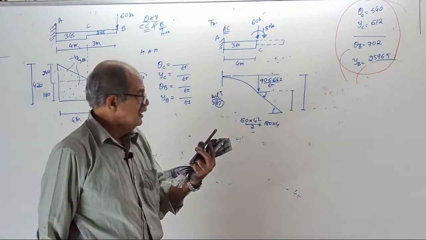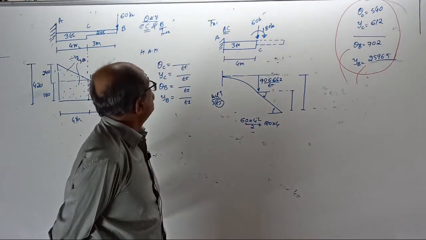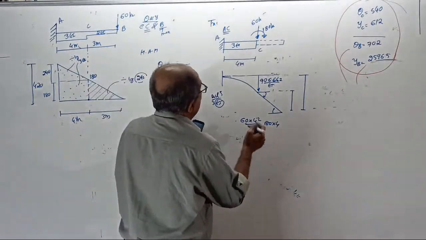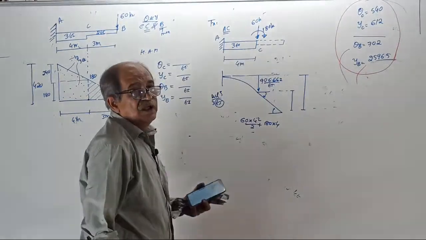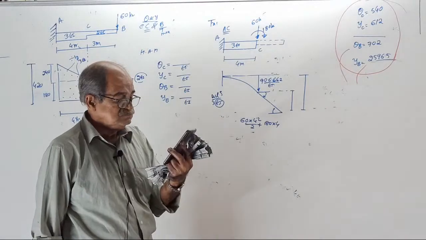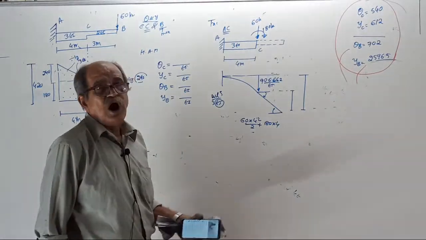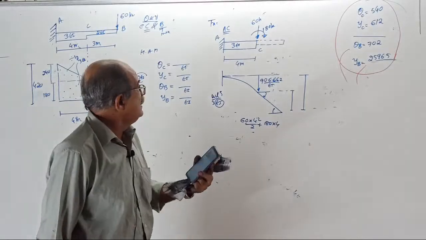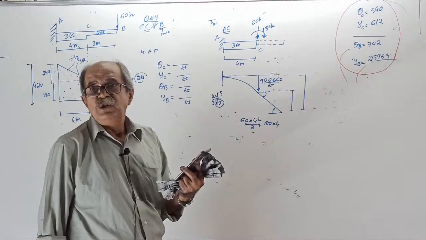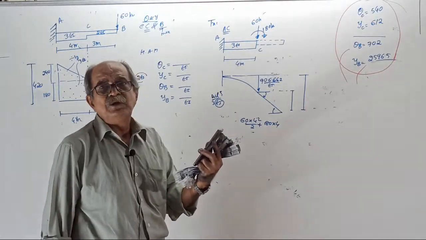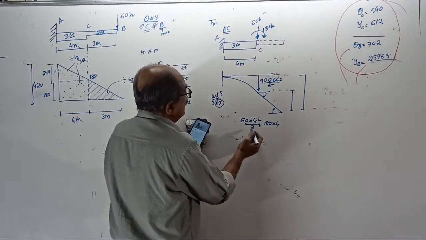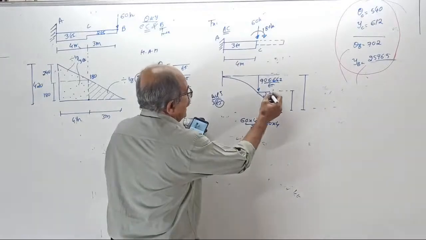Slope: 60 into 4 square by 2 plus 180 into 4. I would have been better off getting the calculator myself. 1200. Divide by 3 EI. Answer. Divide it by 3, because my formula has EI. Everywhere divide by the respective EI. When you put WL square by 2 EI, 2 into 3 EI, the answer is divided by 3. I go and get my calculator.